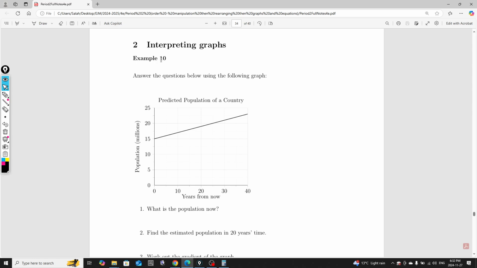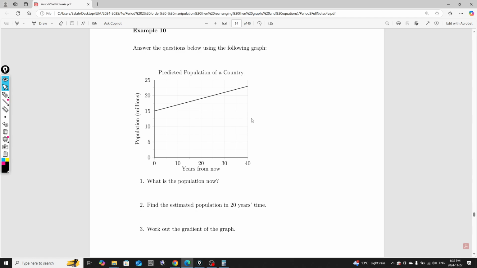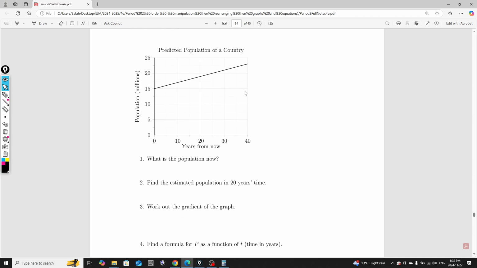Okay, so interpreting graphs, what does that mean? It really just means being able to read graphs, right? Just like looking at a graph and pulling information from it and being able to answer questions about it. That's really all it is. So let's just jump right in and you'll kind of see what I mean here.